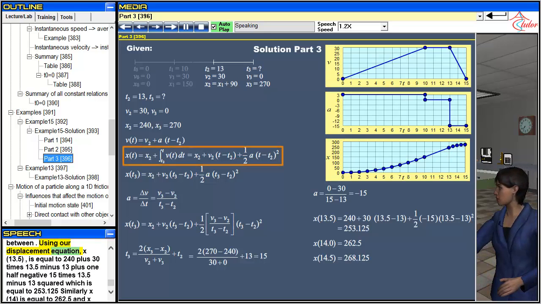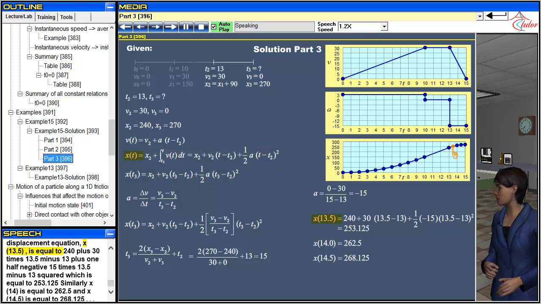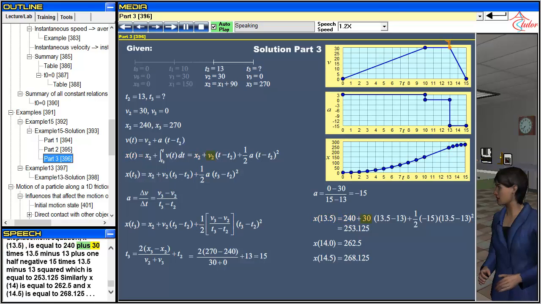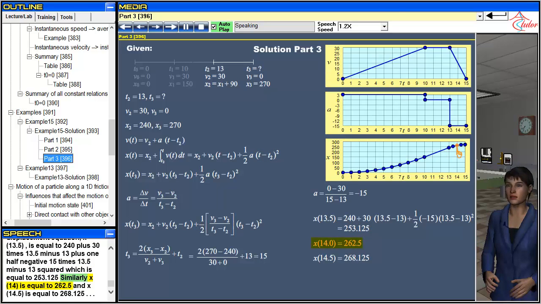Using our displacement equation, x at time 13.5 is equal to 240 plus 30 times 13.5 minus 13 plus 1/2 negative 15 times 13.5 minus 13 squared, which is equal to 253.125. Similarly, x at time 14 is equal to 262.5. And x at time 14.5 is equal to 268.125.